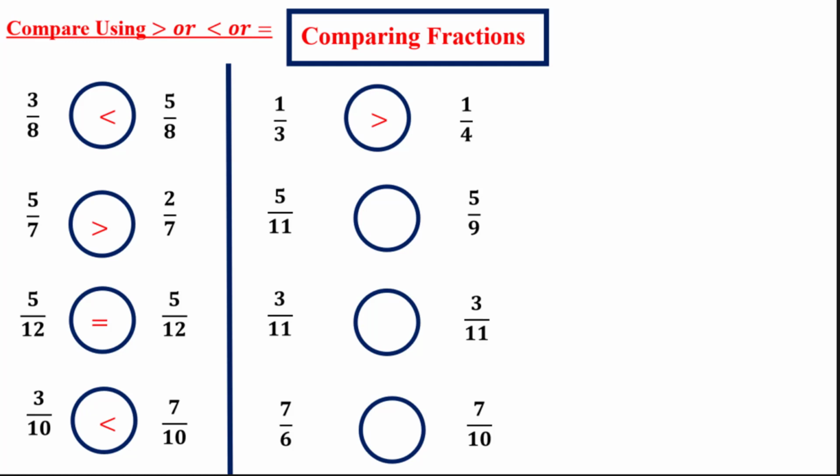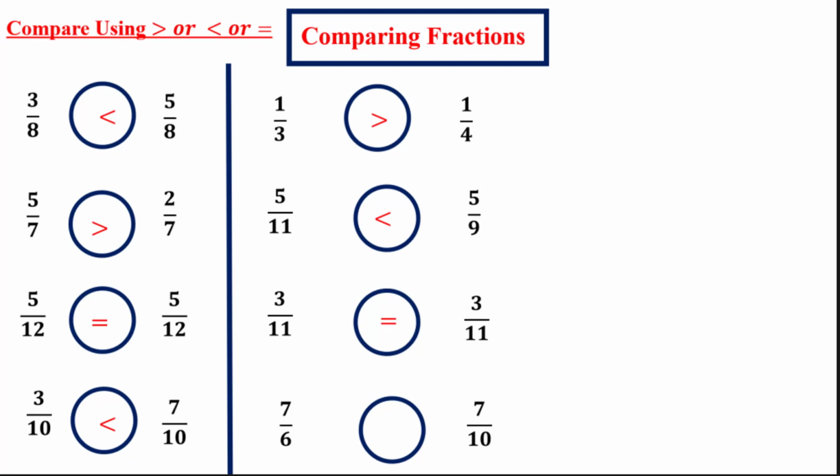Second, 5 over 11 and 5 over 9. The two fractions have the same numerator, 5 and 5. So the greater one is the fraction with the smaller denominator, which is 9. 9 is less than 11, so 5 over 9 is greater than 5 over 11. So we will write less than here. Then 3 over 11 and 3 over 11. They are the same, so we will write equals here.